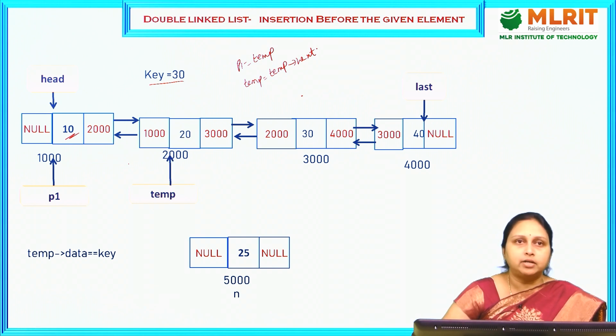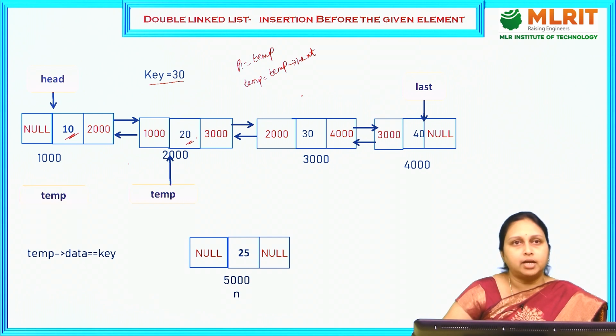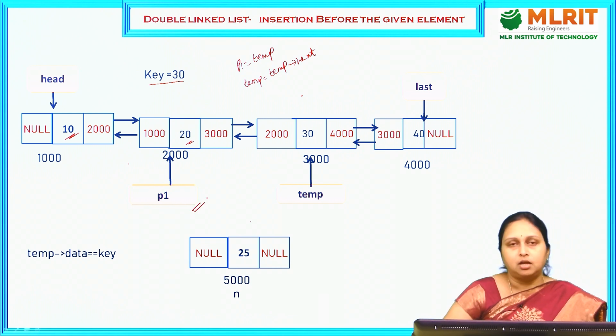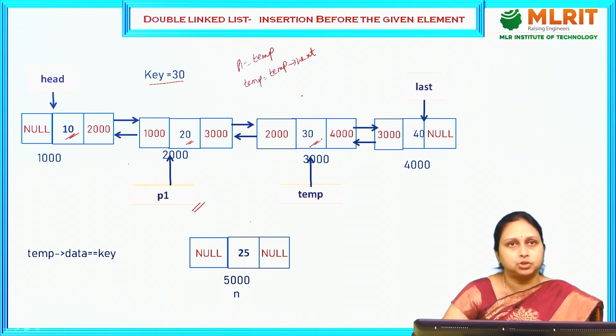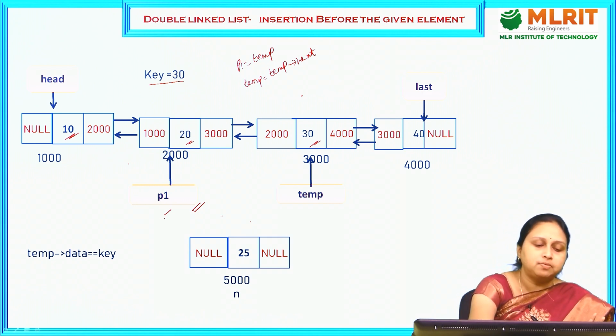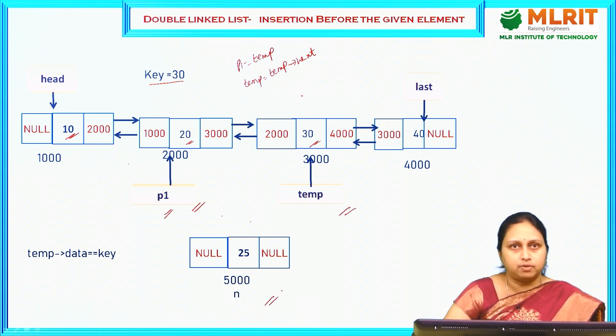Next, again we check whether temp arrow data is 30. No. Again I am moving my temp to the next location and the previous node is assigned to P1. Now we check temp arrow data is 30. Yes, it is 30, the search element is 30, so I am going to stop here. Now identify the names of the nodes which we have. This is P1, this is temp, and this is the new node named N. N is the pointer variable.